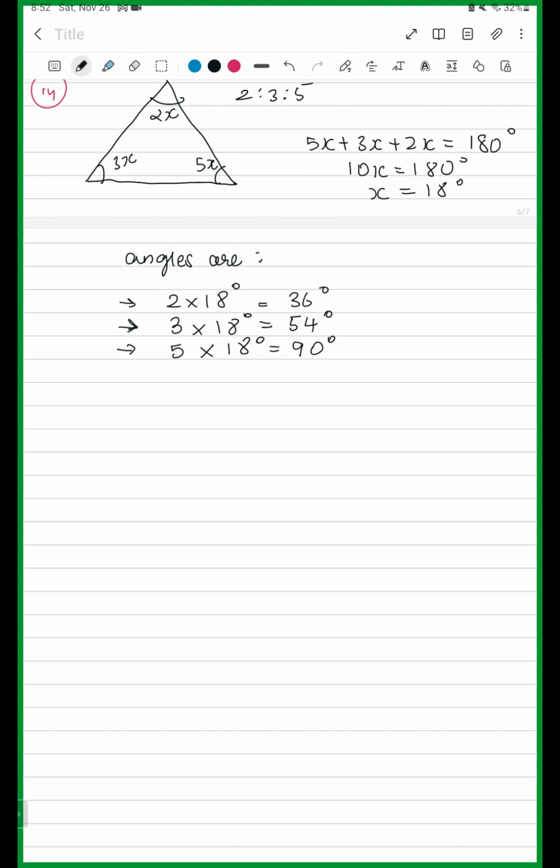Okay, so like how I've done over here, the angles are what? The angles are 2x, 3x, 5x. So instead of x, I've put 18. Okay, understand. We can move to the next question. Last question. Okay, last one.